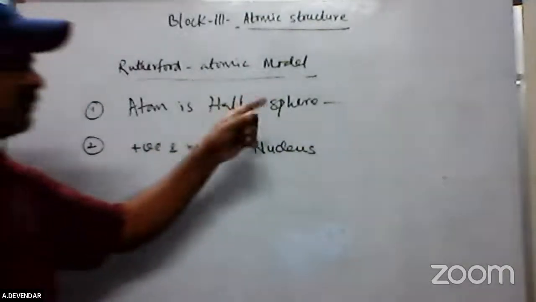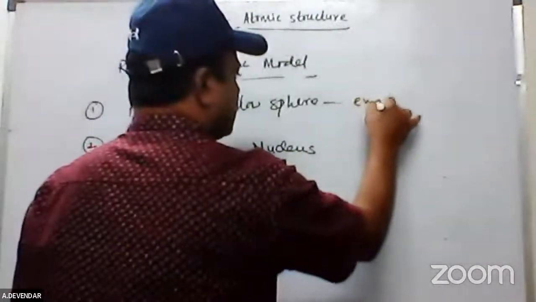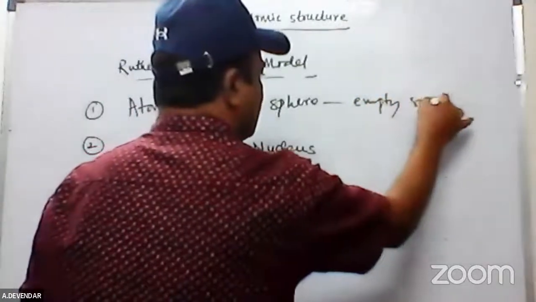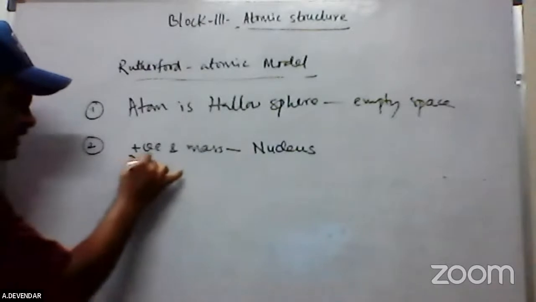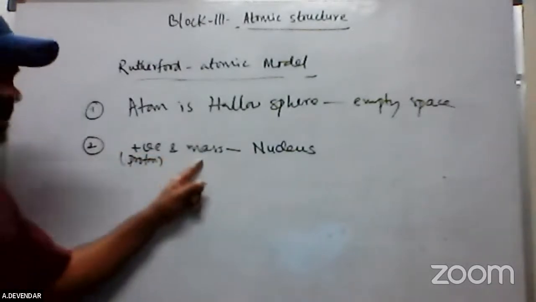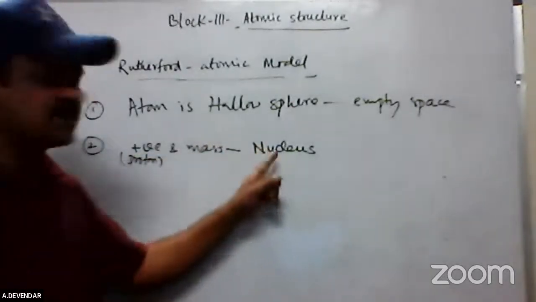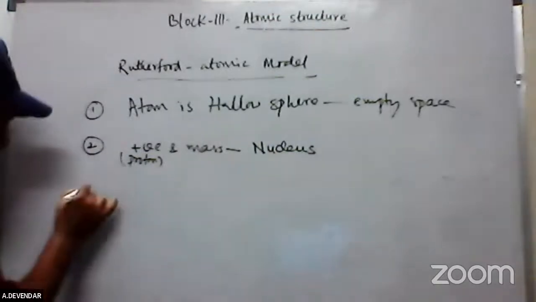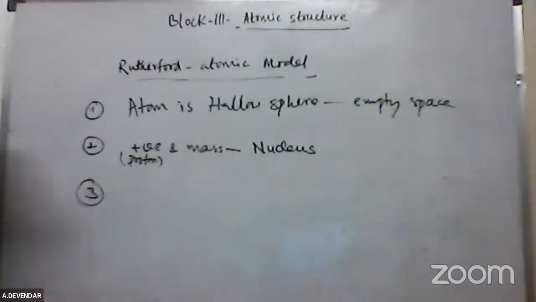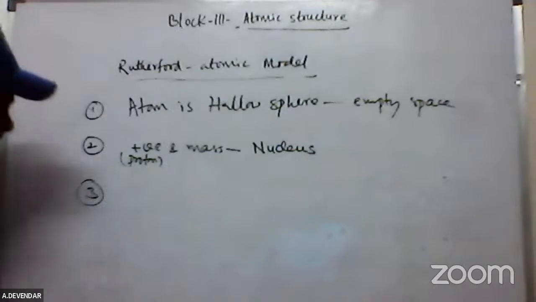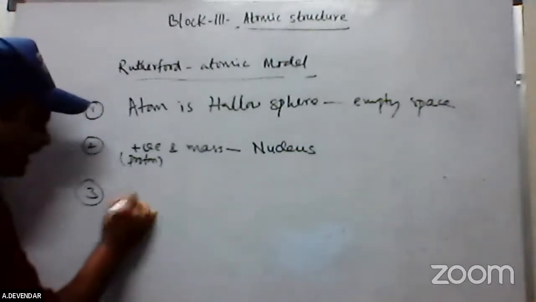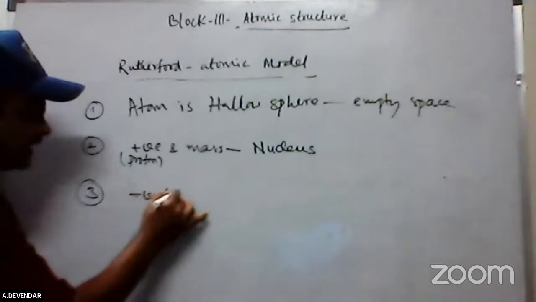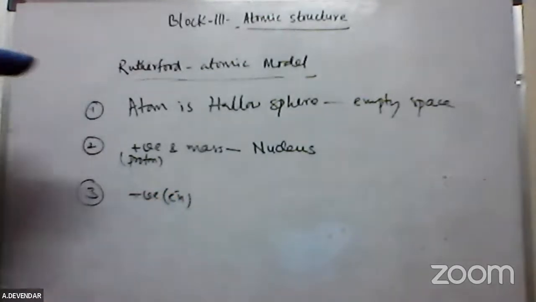The atom is a hollow sphere, most of it empty space, and positive charge means it is a proton. Protons and the mass of the atom are concentrated at the center. The center is called a nucleus. Third point: the electron, which means negative charge, is revolving around the nucleus.